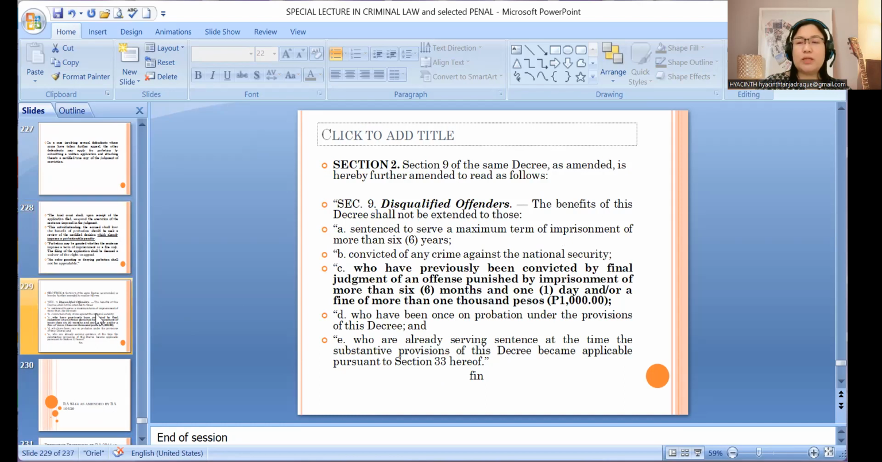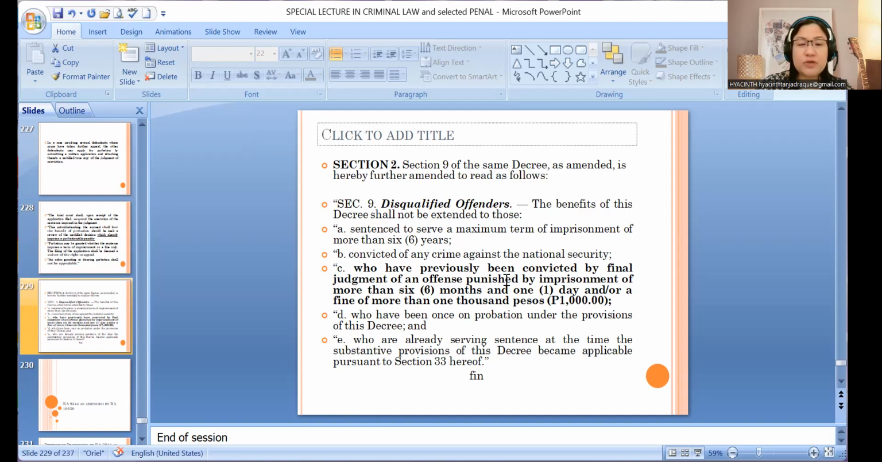So who are disqualified from availing of the provisions of the probation law? Those sentenced to a term of more than 6 years, and those convicted of any crime against national security. Crimes against public order were omitted under the new law, so what remains is national security.